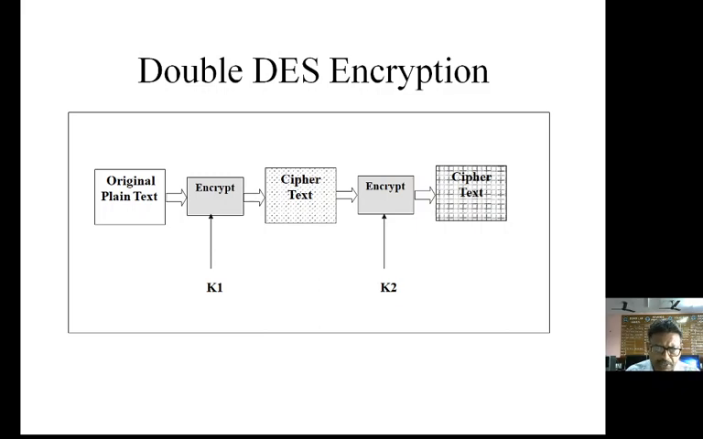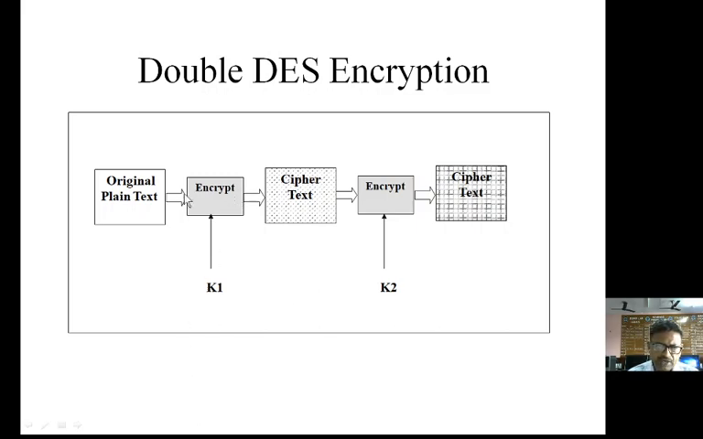We take the original plain text, and instead of using only one key, we will be using 2 different keys, each of 56 bits, to encrypt the original plain text. So we take the original plain text and apply the key K1 to encrypt it into the ciphertext. This ciphertext is not sent to the receiver. Again, this ciphertext is encrypted using another key. That is why the name double DES has been used, because we are using 2 different keys, K1 and K2.